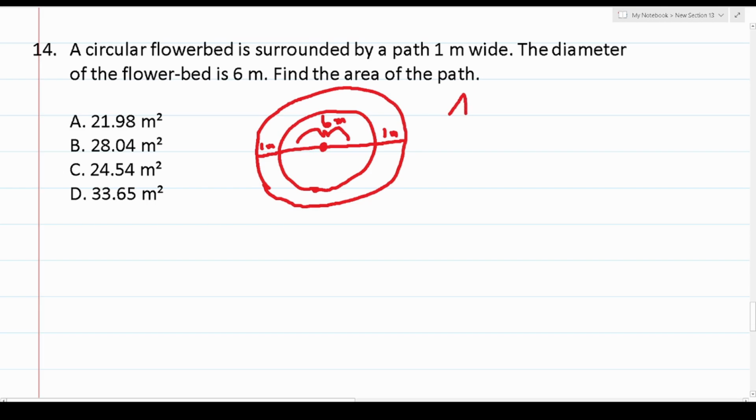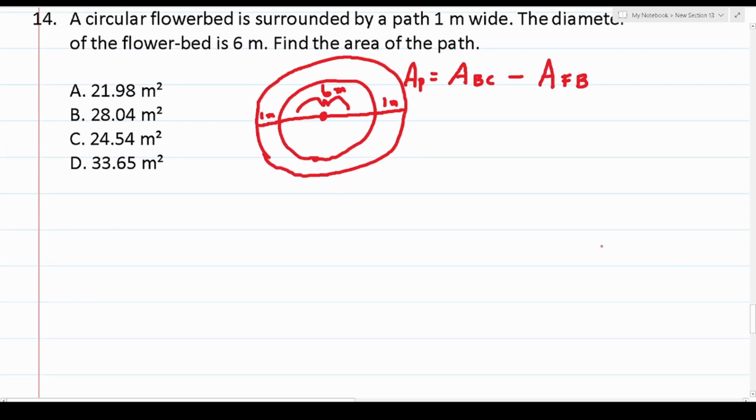And that looks like this. Area of, let's call it BC for big circle, minus the area of the FB for flower bed. That's what we need to do to find the area of the path. We'll call that A of P for path. Okay, so let's think about how we're going to find the area of these things. Again, they're circles, so we know we're going to use the formula area equals pi r squared, where pi stands for, we're going to use 3.14 pi, and the radius is always half the distance of the diameter. So radius is always diameter divided by 2, okay?